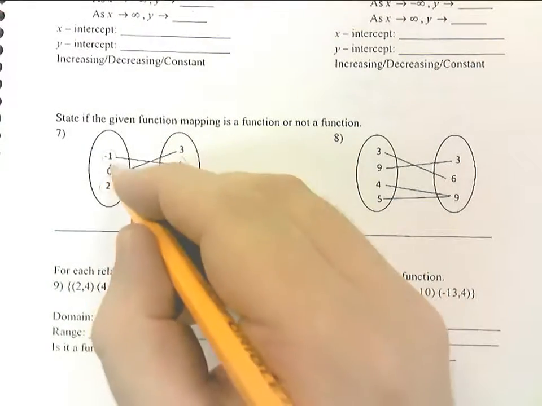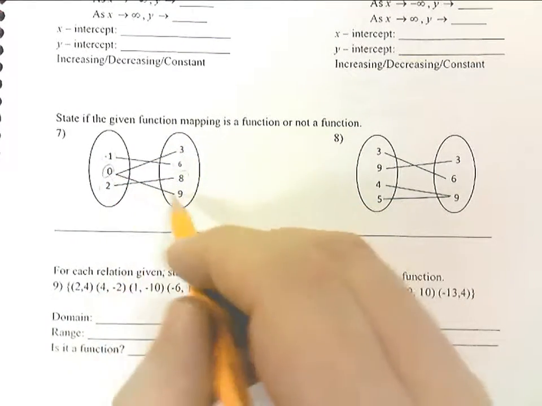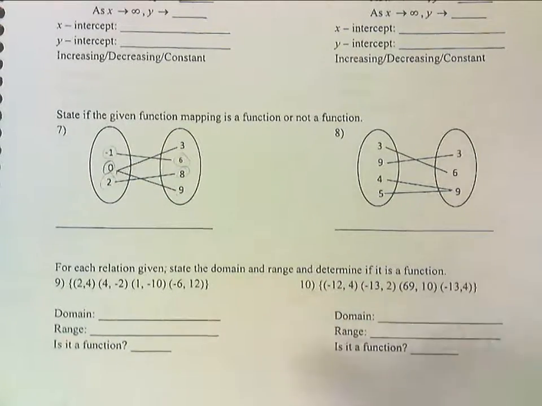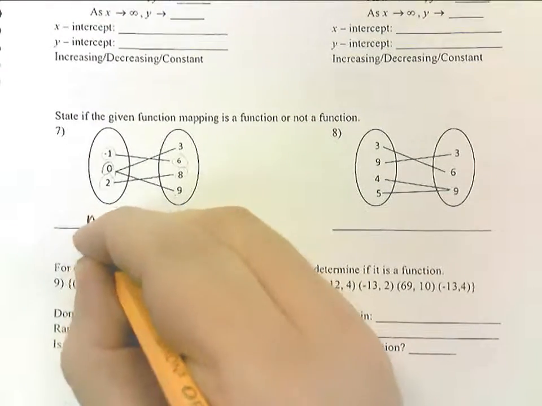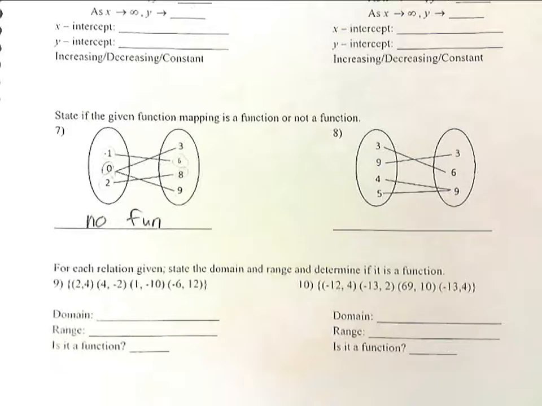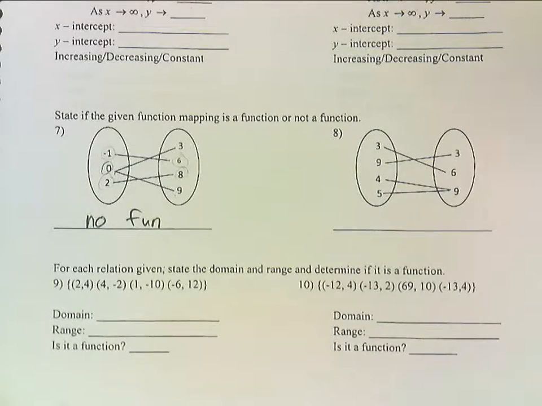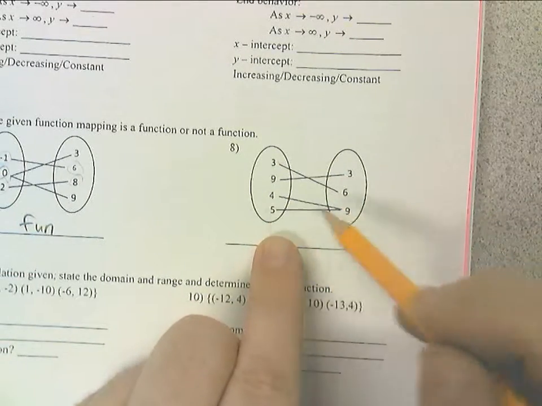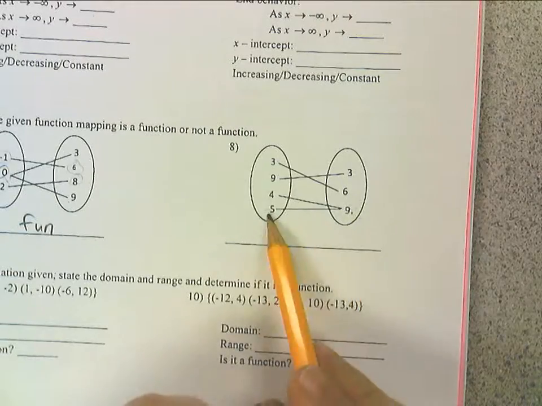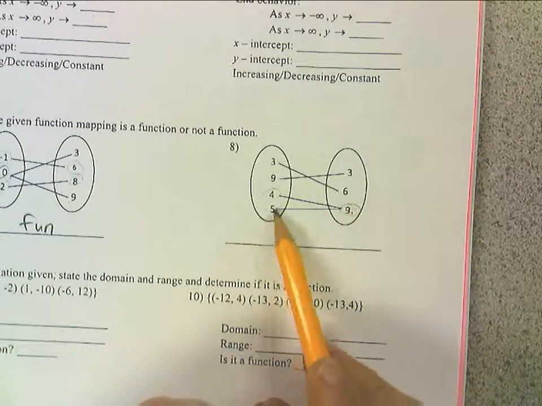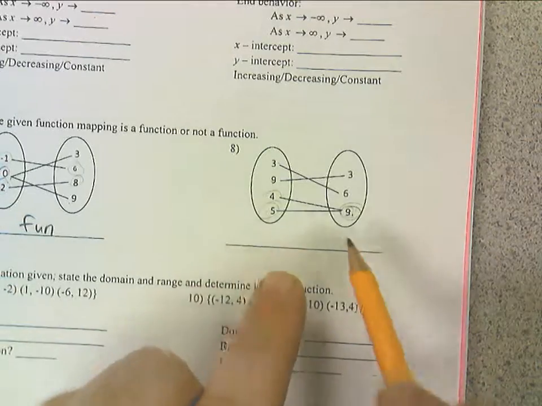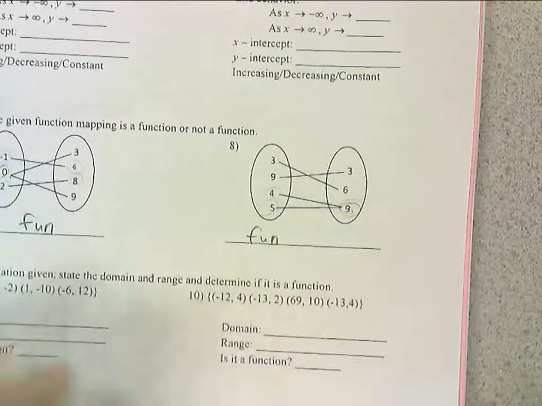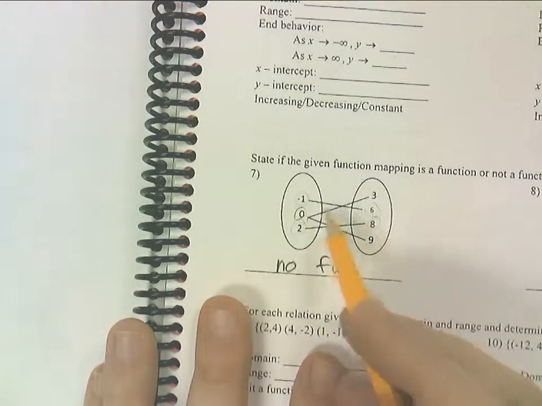However, 0 has two different outputs. It has an output of 3 and an output of 9. Now because that has two outputs there, this is not a function. A function can only have one output for each input. So like over here on number 8, each input only has one output. Even though these have the same output, 4 still only has one output, 5 still only has one output. That's still okay, that means this is still a function. It would only not be a function if one of our inputs had two outputs.